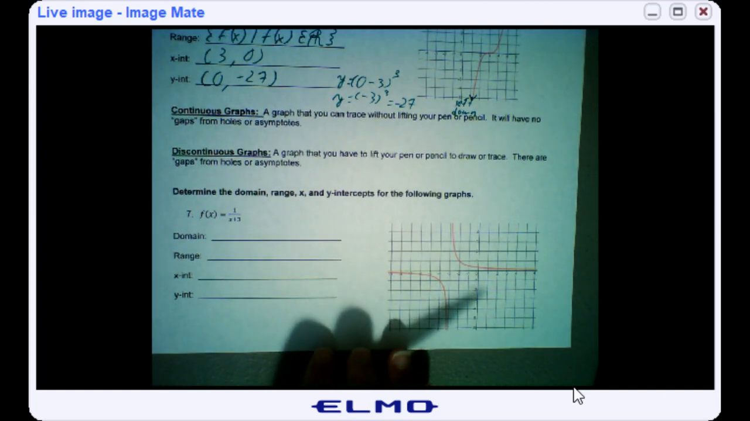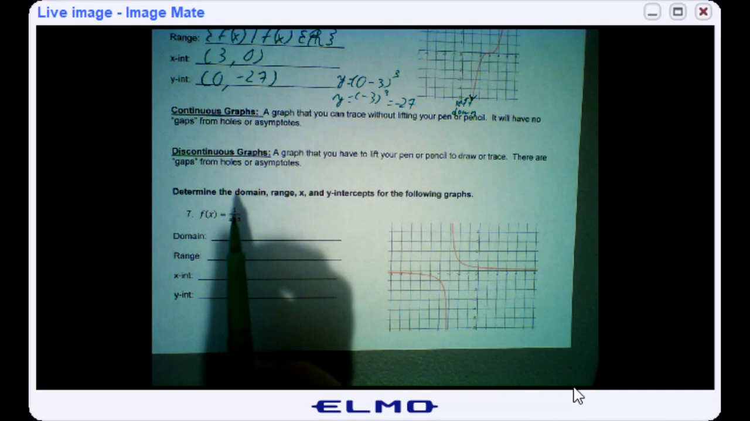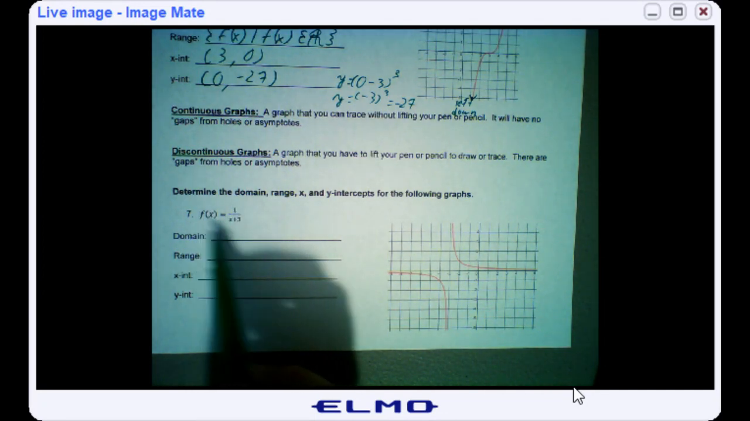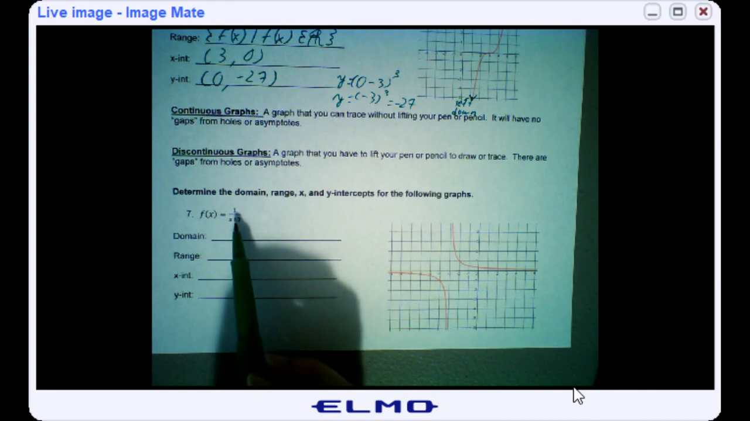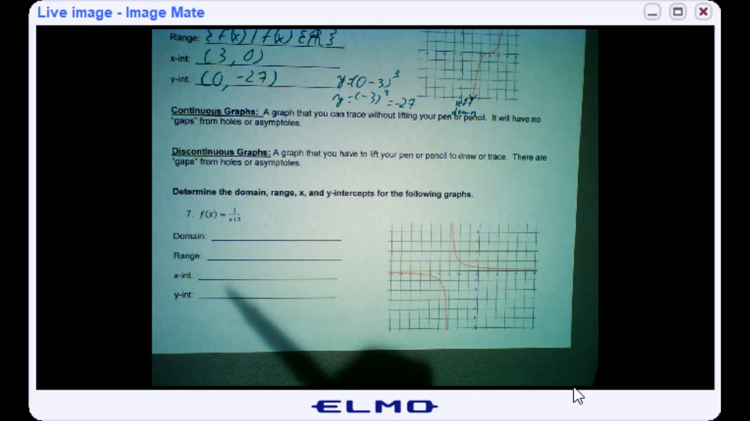So for problem 7, we have f of x equals 1 over x plus 3. This is our rational function. Our transformation is that we're moving it left 3. We know that because it's a plus 3 in the denominator.